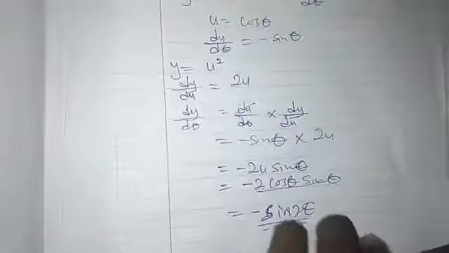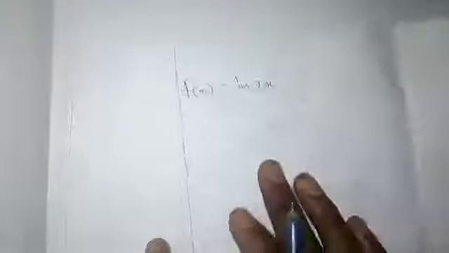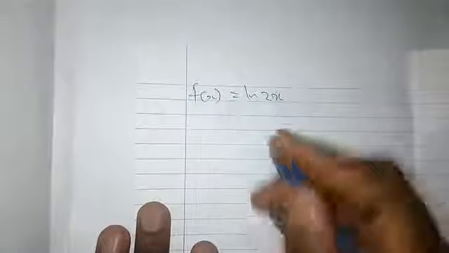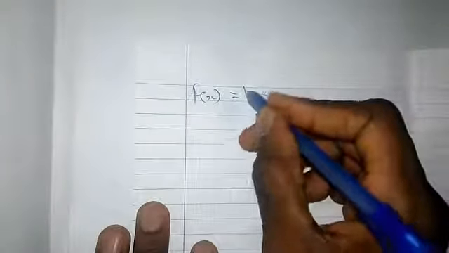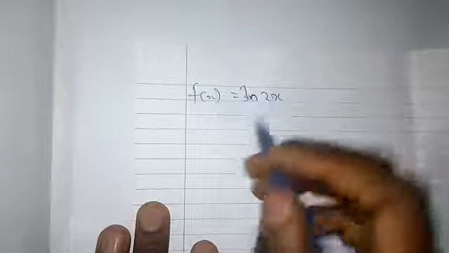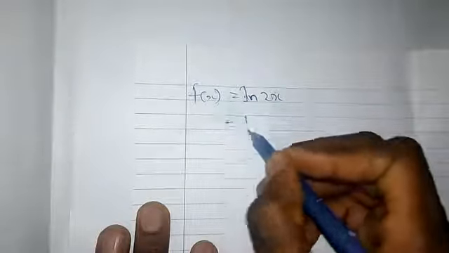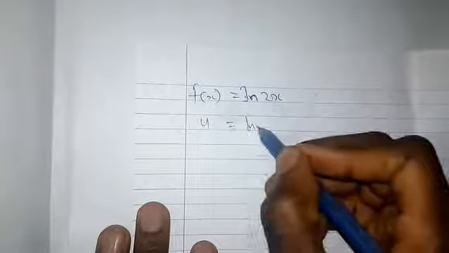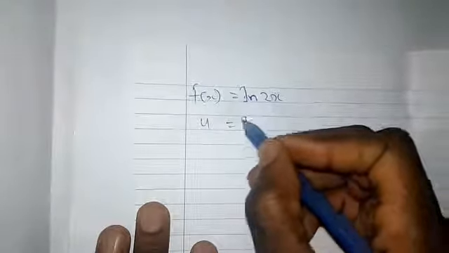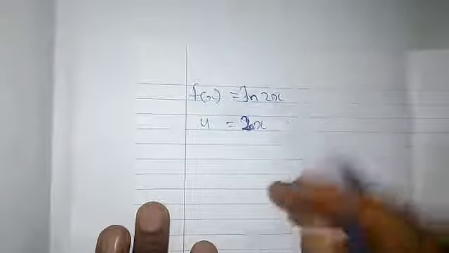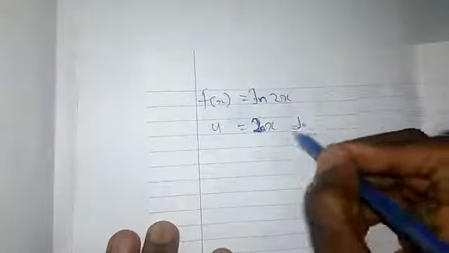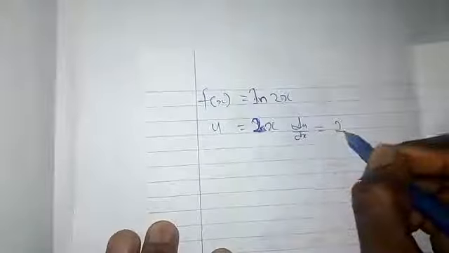So let's quickly rush on our last one here. We have f of x equals ln 2x. So we have to find the derivative of this. You know we can just represent this as a function, this as a function. So let your u be 2x. Sorry, and your u is 2x. Now du/dx will be 2.